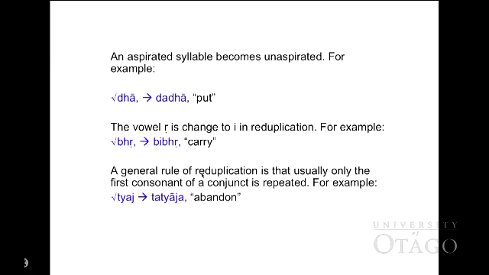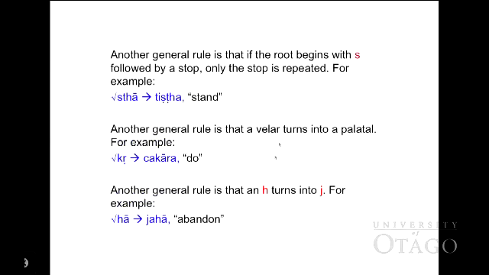A general rule of reduplication is that usually only the first consonant of a conjunct is repeated. Here, the first consonant of the conjunct tya is repeated. So tyaj will be tatyaja, abandoned. Another general rule is that if the root begins with s, followed by a stop, only the stop is repeated. So stha will be tistha, stand.